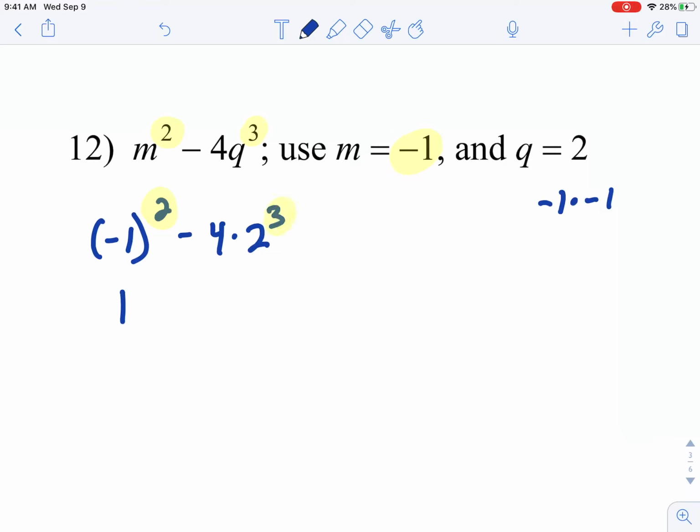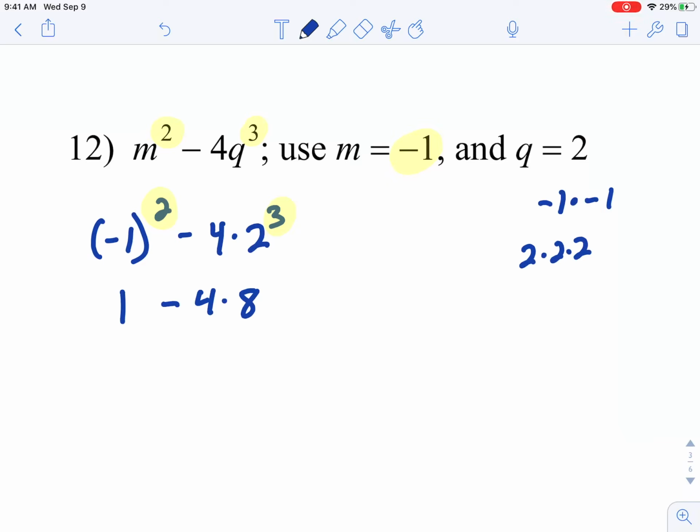And then we have another power over here. Now let me ask you, does this 3 apply to the 2 only, or the 2 and the 4? Think about that for a second. Okay, what I said before, the notation for exponents is they apply to whatever they're written next to. This 3 is written next to the 2, so it only applies to the 2, not the 4. What is 2 to the 3rd power? 2 times 2 times 2, 2, 4, 8.